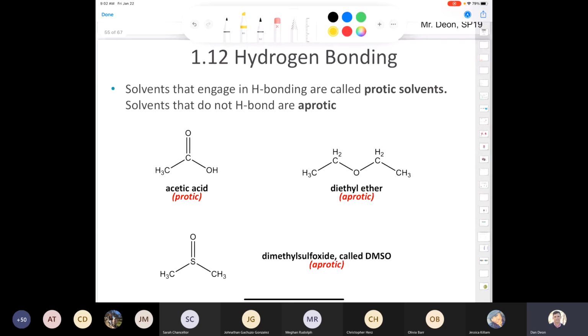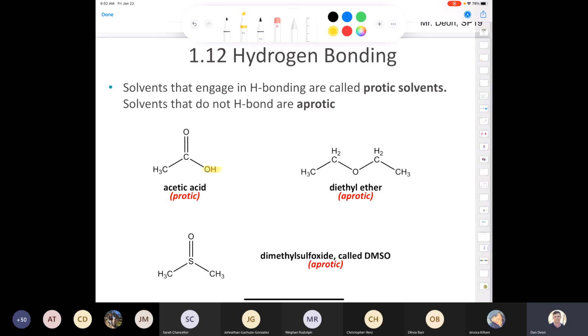Anyhow, the whole thing about protic and aprotic solvents: solvents are liquids that we use to run reactions in organic chemistry. If they have the capability to do hydrogen bonding, we call those protic solvents, and if they don't have the capability to do hydrogen bonding, we call them aprotic. Since acetic acid, which is one of the main components in vinegar, has an oxygen-hydrogen bond, it's considered protic. Whereas if you look at diethyl ether, it's got an oxygen, but there's no oxygen-hydrogen bond. If you look at dimethyl sulfoxide, it's got an oxygen, but it doesn't have any hydrogen.